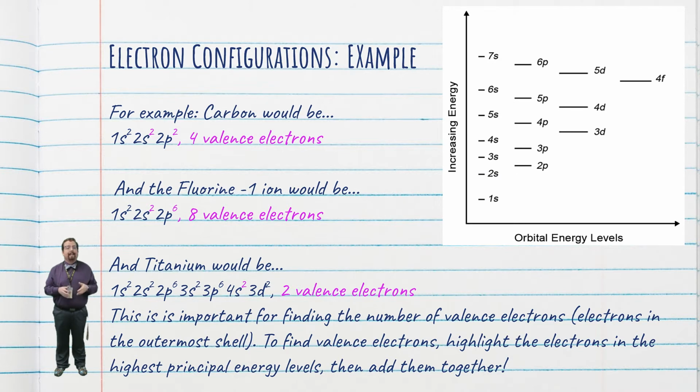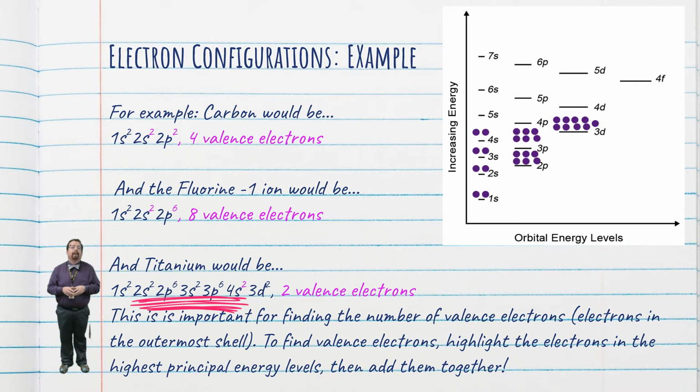Fluorine normally has 9 electrons, but if it's a negative anion, like stated here, that means it has 1 extra electron, so 9 plus 1 is 10. Do this the same way as we did carbon, and we'd get 1s², 2s², 2p⁶. Titanium, with an atomic number of 22, would give us an electron configuration of 1s², 2s², 2p⁶, 3s², 3p⁶, 4s², 3d².